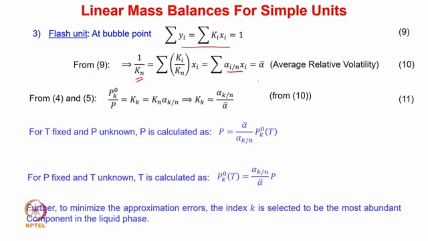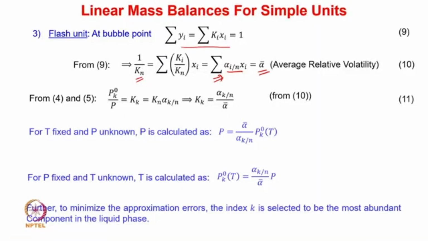So in this case 1 by Kn is nothing but what? This entire summation represents what? This is nothing but the average relative volatility, isn't it? We are summing up, we are finding out the average relative volatility with respect to the mole fractions. So this is nothing but the alpha bar, the average relative volatility. So 1 by Kn is equal to the average relative volatility.